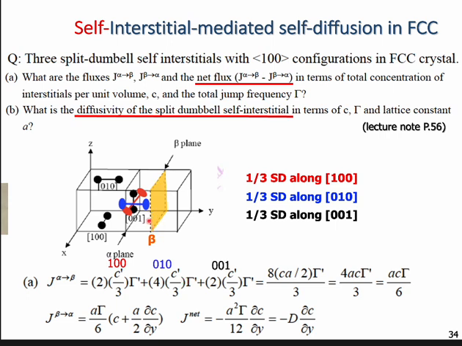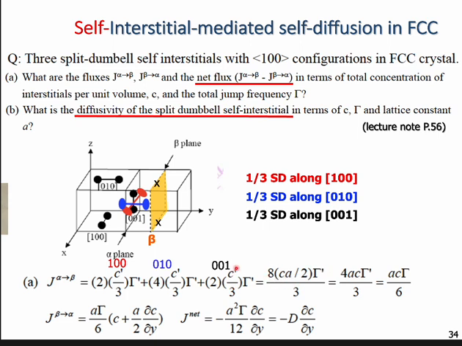And next, the last one will be the split dumbbell 001 along the z-axis. The nearest one, probably for the upper black atom, the nearest will be the upper, and for the bottom one, the nearest will be the bottom. So I have 2 gamma prime, and the area concentration will be C prime divided by 3. So I sum 2, 4, 2 together, I got 8 gamma prime.